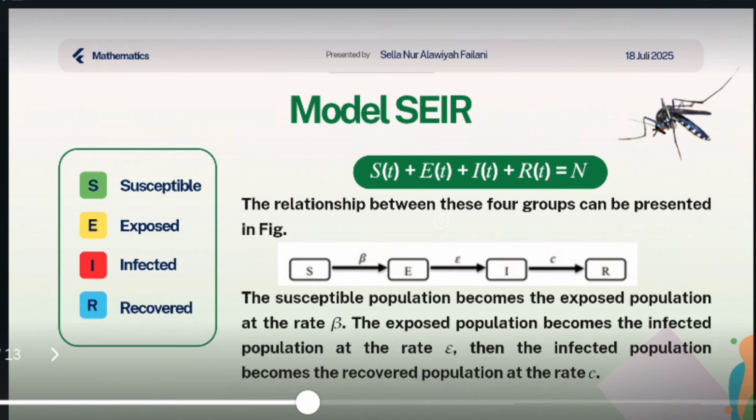The relationship between these four groups can be represented in the figure. The susceptible population becomes the exposed population at the rate beta. The exposed population becomes the infected population at the rate epsilon. Then, the infected population becomes the recovered population at the rate c.